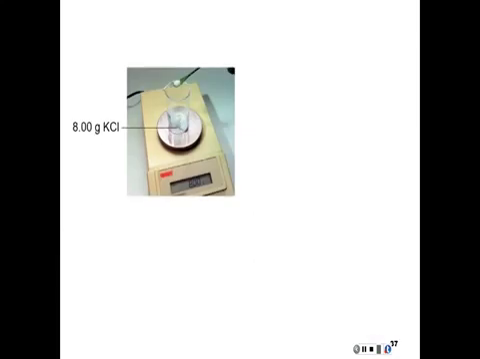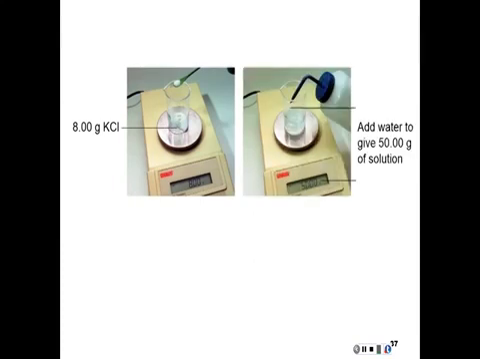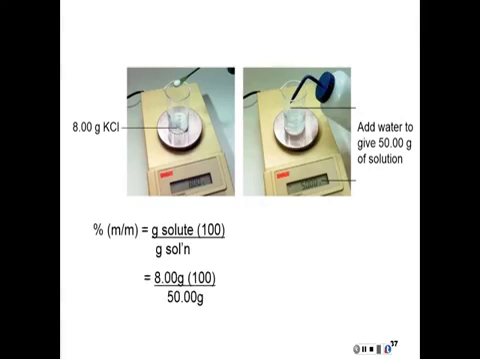So let's take a look at an example. If I weighed out 8 grams of potassium chloride on the scale, and then I added enough water so that the total mass became 50. So that 50 now includes the 8 grams of KCl. So that's going to be the grams of solution. If I wanted to calculate the mass percent, I write down my formula and replace the data, and I get 8 over 50 times 100. I'm going to get a 16% solution. Now it didn't matter that it was 8 grams of KCl. It could be 8 grams of anything, as long as it dissolves in water, and I would have got a 16% solution.